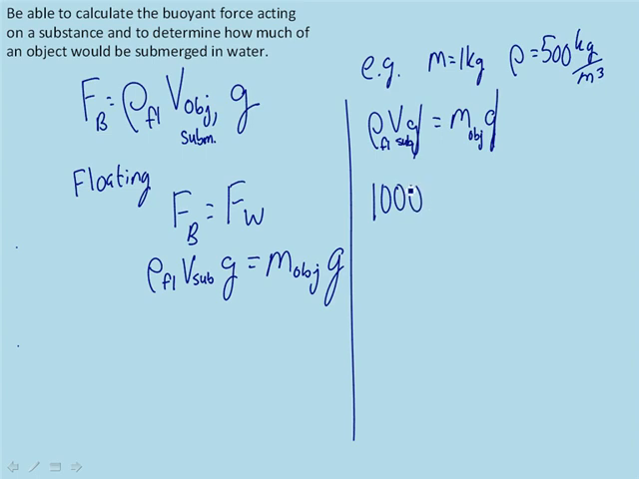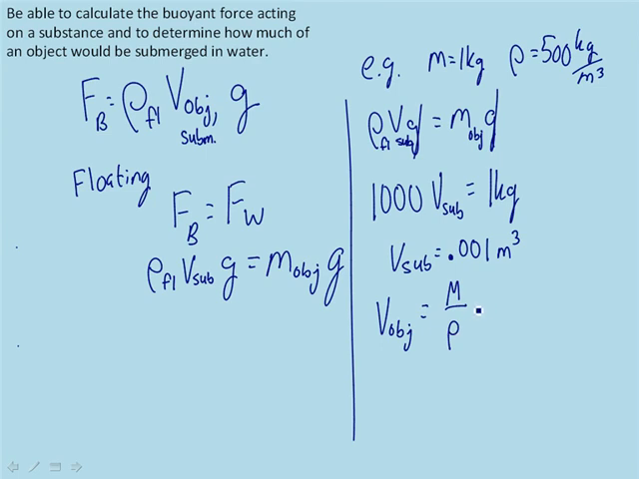I have 1,000 times the volume that is submerged, and that's equal to 1 kilogram. That's the mass. So the volume of your object that is submerged is equal to 0.001 cubic meters. But that's the volume of the block that's submerged, not necessarily the total volume of the block. To find the volume of the object based on the density is mass over density. That is 1 kilogram over 500 kilograms per cubic meter. That's 0.002 cubic meters. So 1/2 of the object is submerged.